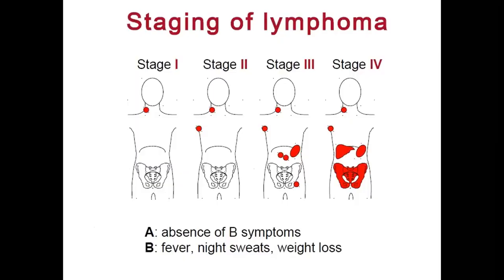Staging of lymphoma by photos: stage 1, stage 2, two areas are involved on the same side of the diaphragm. Stage 3, on both sides of the diaphragm. And stage 4, there is diffuse involvement in the liver or spleen or bone marrow and so on.